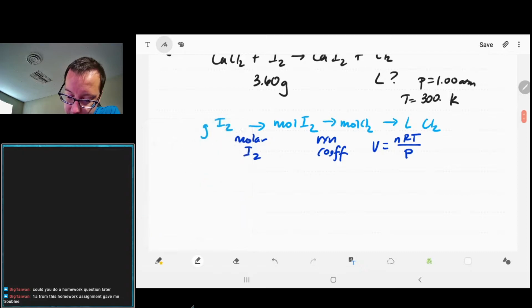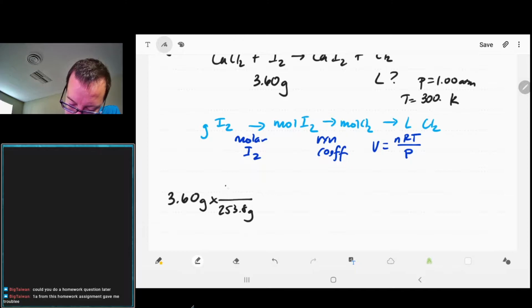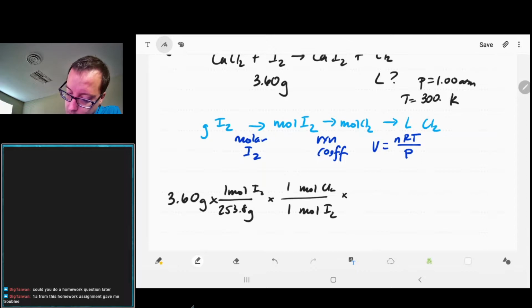Alrighty. So 3.6 grams times. Let me check what iodine's atomic mass is. 253.8. Okay. Our reaction coefficients are 1 and 1. And then if we are going to do this, we need to multiply our moles by RT over P.